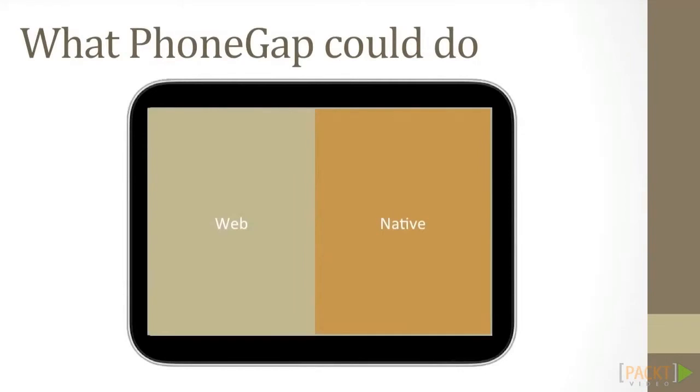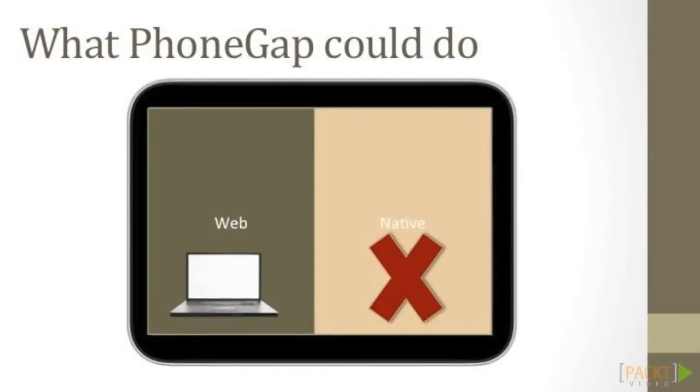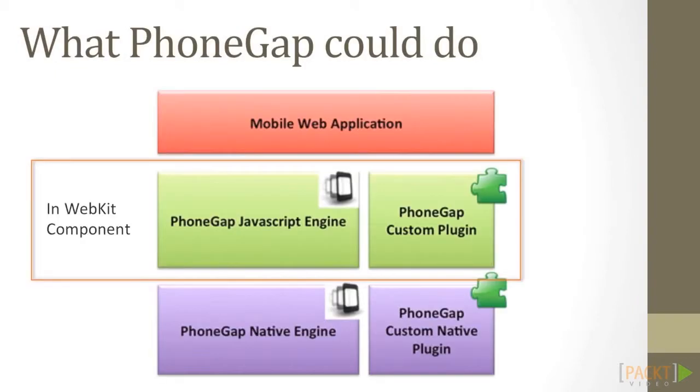Theoretically, a complete PhoneGap app consists of the native part and the web part. In most situations, we only need to develop our business logic using web technologies, without bothering with any native code. So how does PhoneGap work?